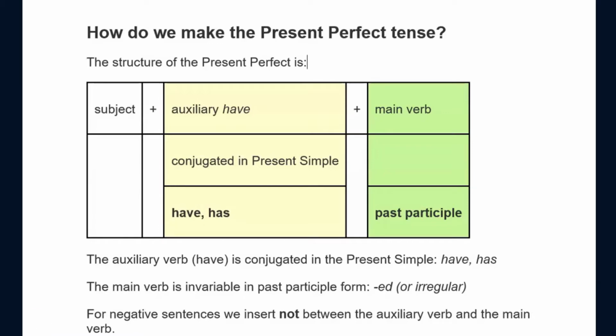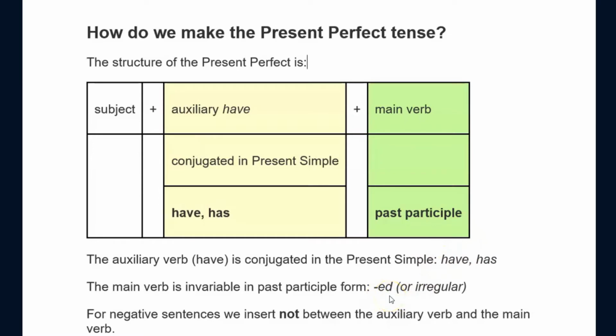Here is the structure, and it is a rather simple structure. You always have a subject, then you have, I call it the helping verb or the auxiliary verb. It's always have or has, right? It has to agree with the subject, but it's always in the present simple tense, always. And then you have the main verb, and the main verb is always in the past participle form of the verb. Remember, the past participle, it's created by just adding ed to the end.